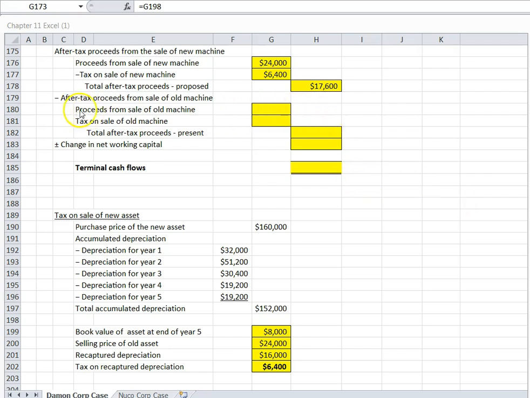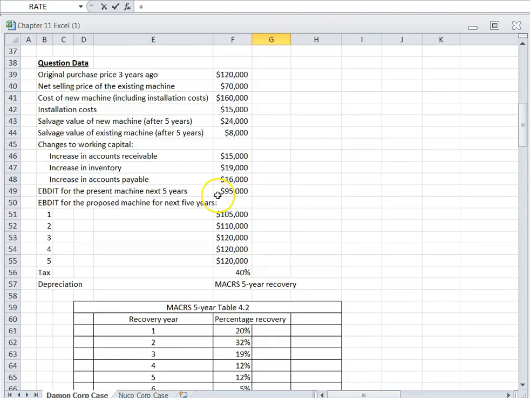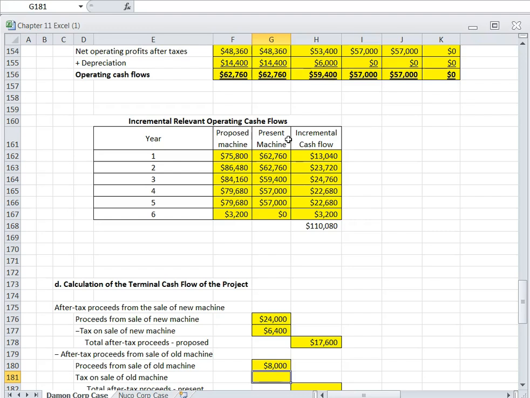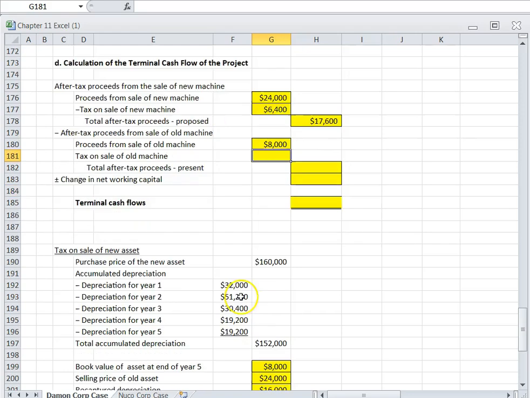All right, so now let's see, proceeds from the sale of the old machine. So again, we want to see proceeds from the sale of the old machine. So let's move up here. And it says salvage value of the existing machine. So existing machine is also known as the old machine. So I'll put that in here. And then the tax on the sale of the old machine.